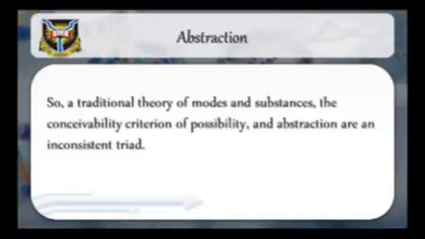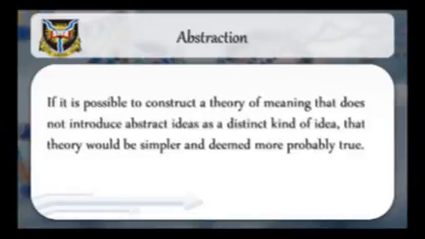One of the marks of the modern period is an adherence to the principle of parsimony, Occam's razor. The principle holds that the theoretically simpler of two explanations is more probably true. In the 17th and 18th centuries, this was sometimes expressed as "God does nothing in vain." So, if it is possible to construct a theory of meaning that does not introduce abstract ideas as a distinct kind of idea, that theory would be simpler and deemed more probably true. This is the strategy Berkeley adopts.